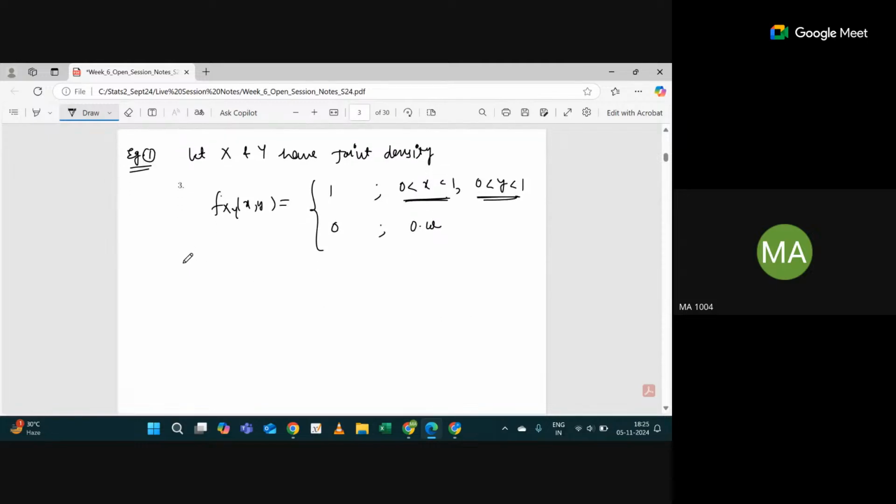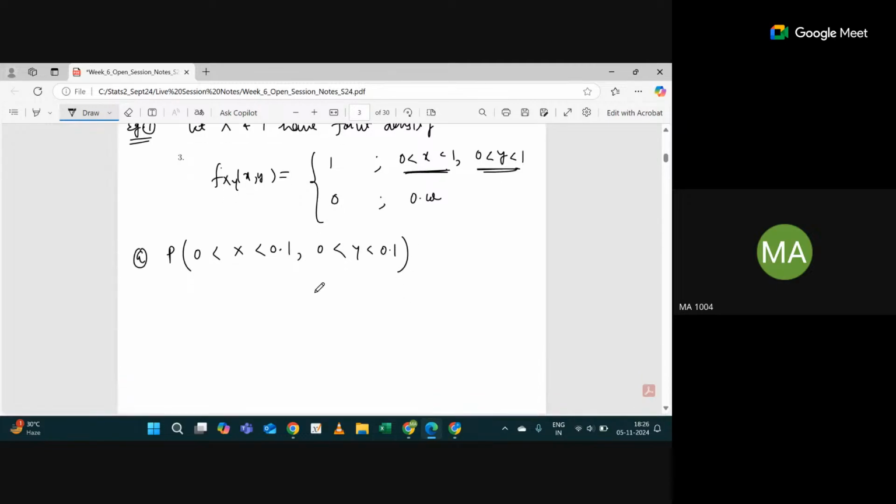Suppose I ask you to find the probability that x will be between 0 and 0.1 and y will be between 0 and 0.1. If you had a single random variable, you would simply integrate the PDF from 0 to 0.1. Since I have two random variables, we are dealing with 2D, so as usual I will integrate over the 2D region.